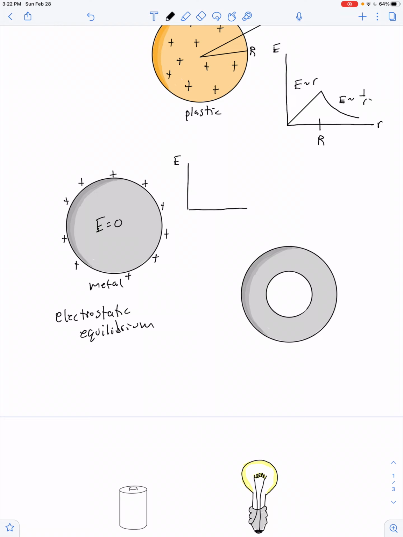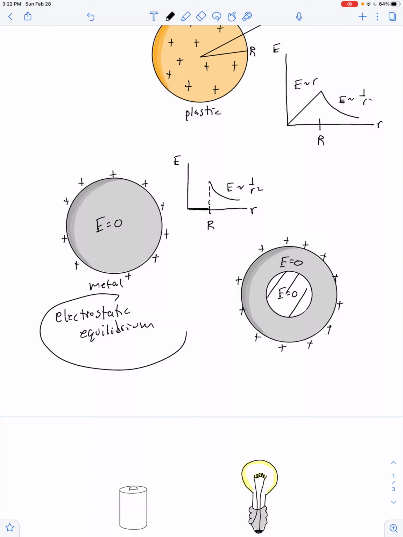So the graph of electric field versus R, in this case, it's 0 inside, and then it's nonzero at points outside. There's no distinction between the metal sphere and the plastic sphere outside; it's still proportional to 1 over r squared. This doesn't matter whether the metal is hollow or solid. So the electric field isn't just 0 in the empty space. The electric field is 0 inside the conductor, and it's only at points outside of this charged conducting sphere that there's any non-zero value to the electric field.